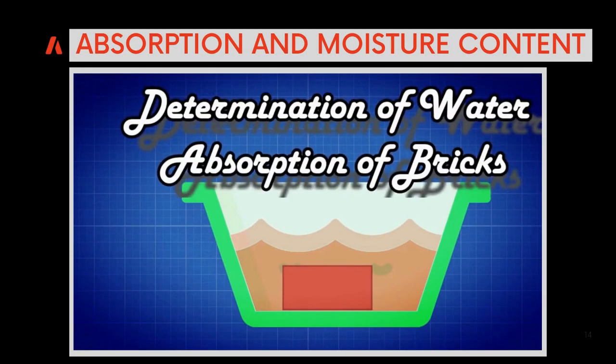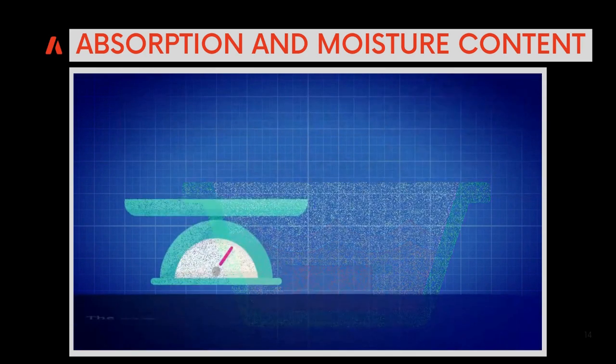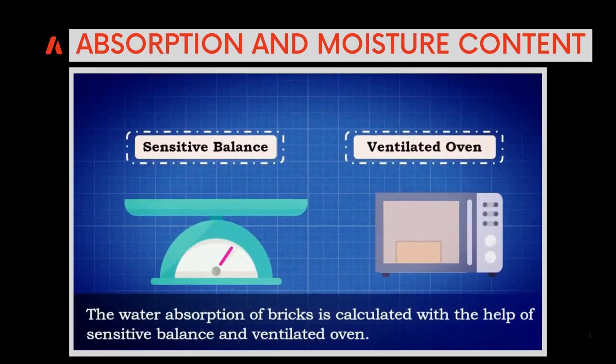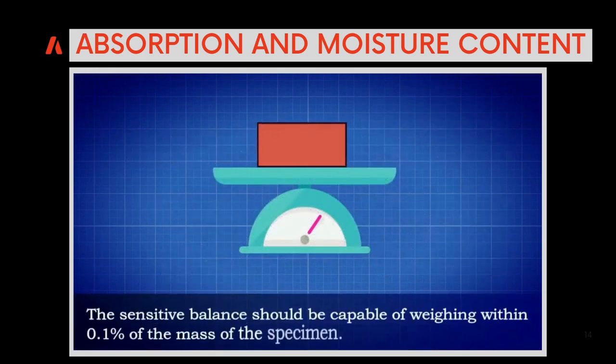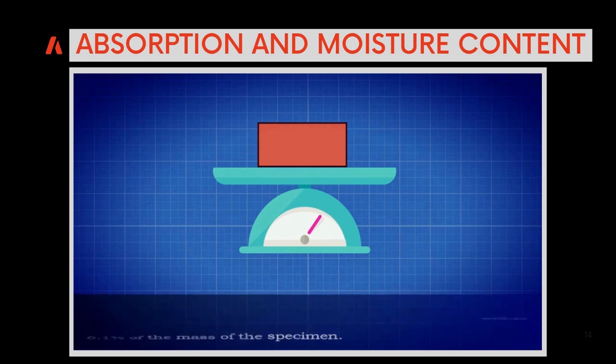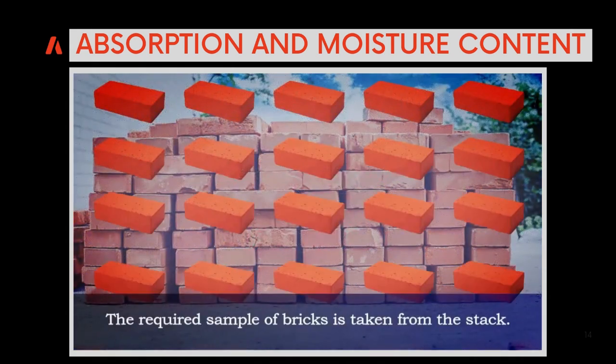Determination of water absorption of bricks. The water absorption percentage of bricks is calculated with the help of a sensitive balance and ventilated oven. The sensitive balance should be capable of weighing within 0.1% of the mass of the specimen. The required sample of bricks is taken from the stack.